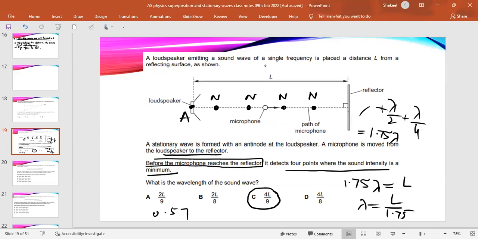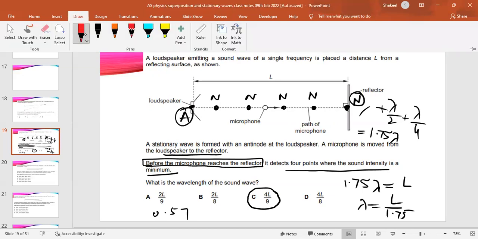Before. It means we know at reflector is always node. So it means this node and antinode उसने हमें खुद बता दिया. बीच में उसके 4 antinode. So he said कि भाई loudspeaker पर antinode है और उसके बाद 4 nodes आएंगे before he reaches the reflector. और close end पे तो हमेशा होते ही node है. अब इसका मतलब है कि एक node हमने पहले कम बनाया था.